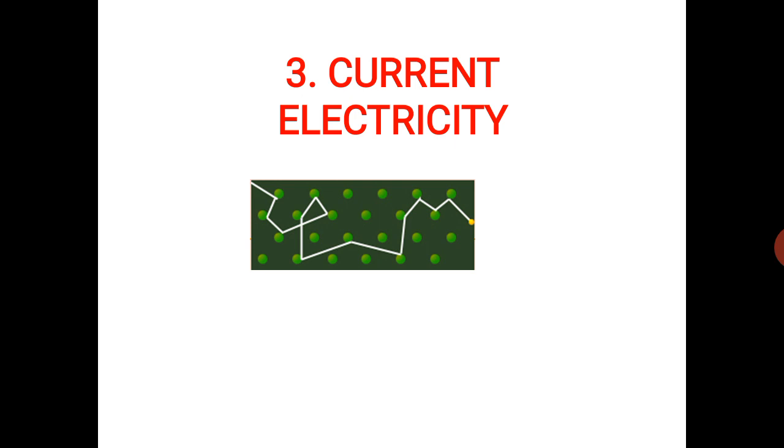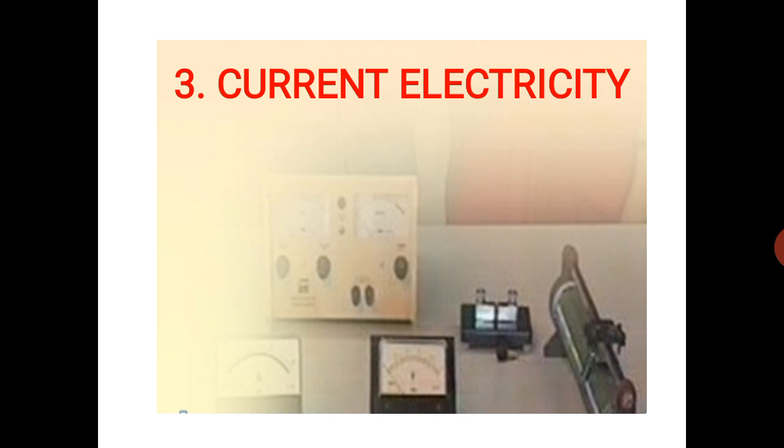Today we have to discuss chapter number 3, Current Electricity. In the previous two topics, we discussed electric charge at rest, that is electrostatics. Here, current electricity means the study of flow of charges. These are the electrical devices you can see in this picture.